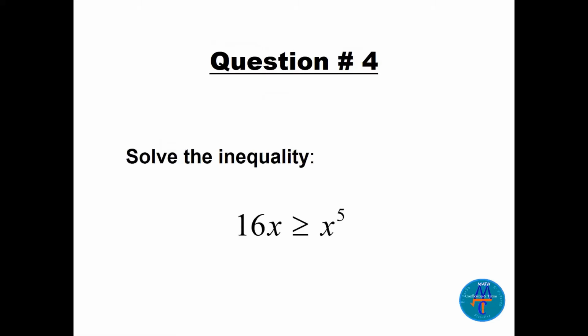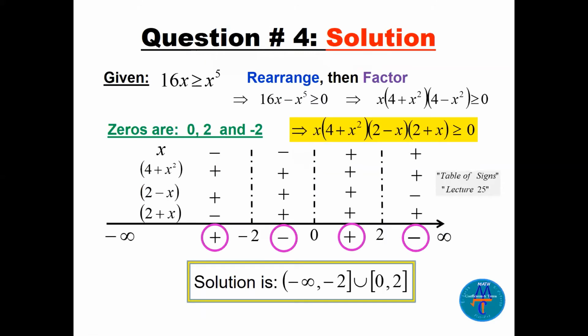16x greater than or equal to x to the power 5. Now, one mistake students sometimes make is to divide by x. You cannot do that here. Inequality, less than, greater than, all this inequality, you cannot divide by a variable because the variable can be positive or negative. That's the reason. So we just rearrange it, move everything to one side.